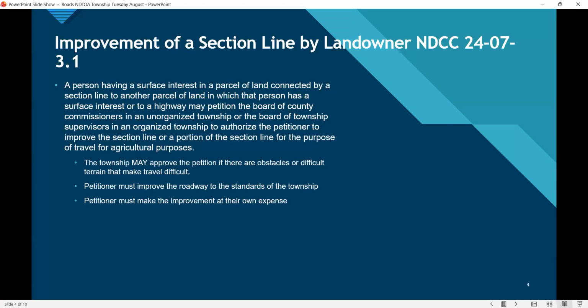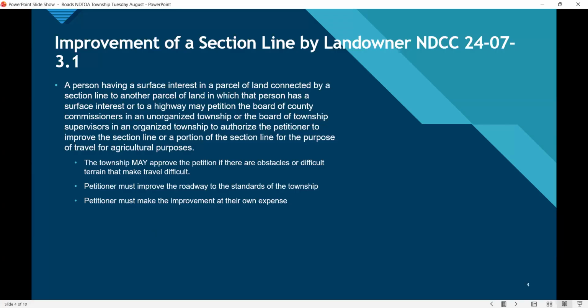So if you have a farmer that has some land on a section line that wants to get to a highway, or wants to get from his or her yard to a piece of land, they have the authority to petition the township. The township may approve that. You are not required as the township to approve the petition if there are obstacles or difficult terrain that would make the travel difficult, or if it could cause substantial expense in the future to the township.